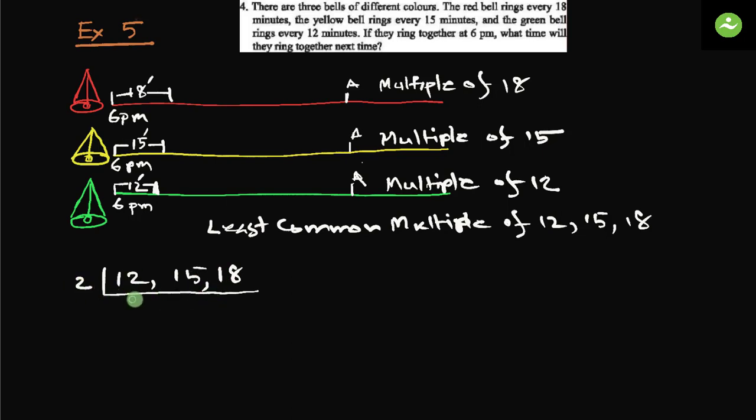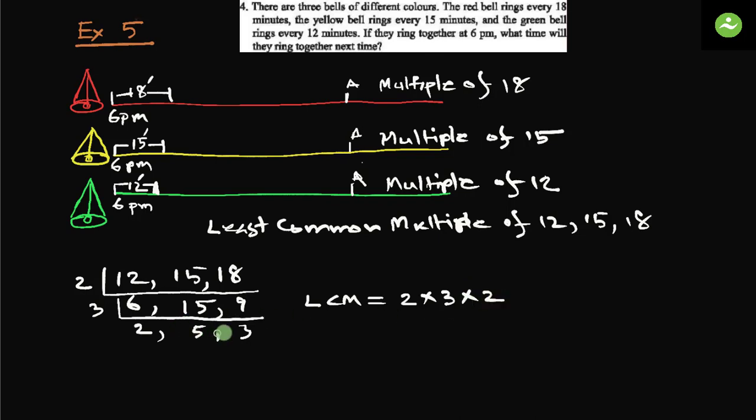What about 2? 2 divides 12, 6 into 2, bring down 15, and 9 into 2. And 3 divides each of them. 3 into 2, 3 into 5, 3 into 3. So LCM equals 2 into 3 into 2, into 5 into 3, into 5 into 3, equals 6 into 2, 12 into 5, 60 into 3, 180.